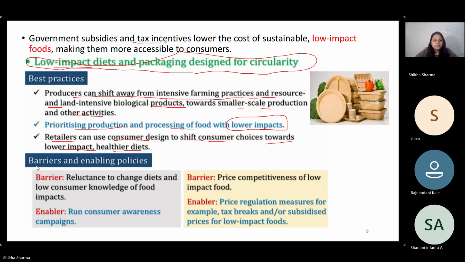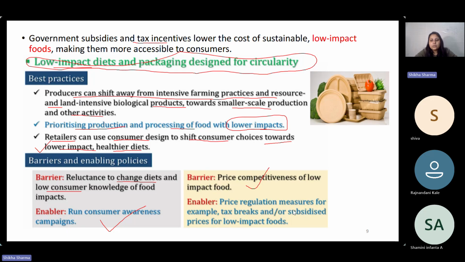Also, the consumer can shift its choices towards those foods which need fewer resources to produce. So farmers can shift to those practices. The barrier is the reluctance to change the diet and the low consumer knowledge of the food impact. So for that, a consumer awareness campaign should be run, so that the diet practices can be changed, and the price competitiveness of the low impact food is there.